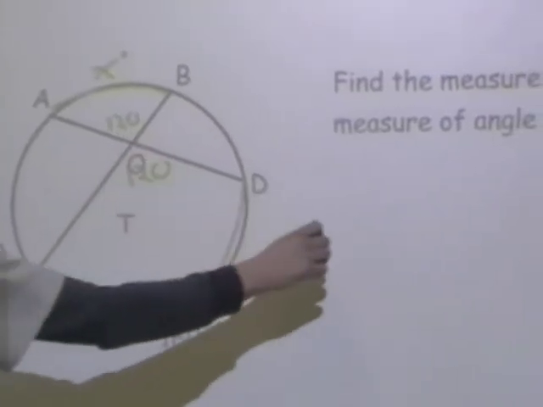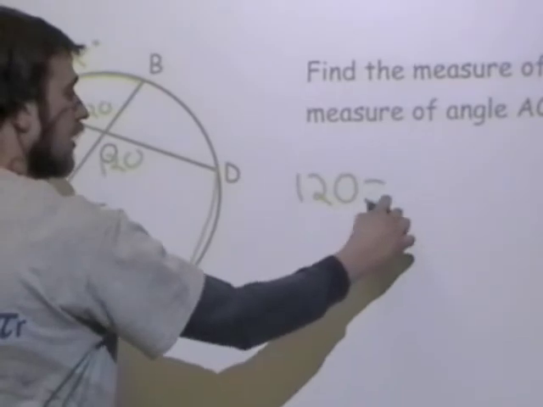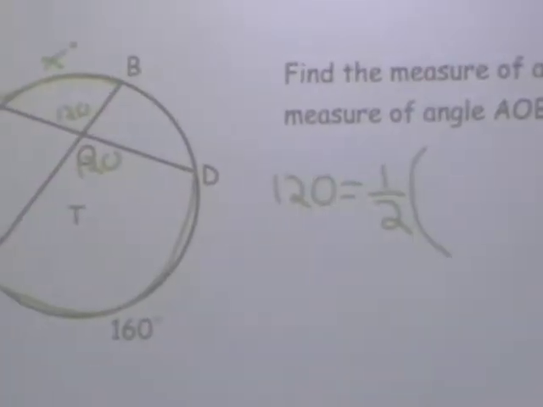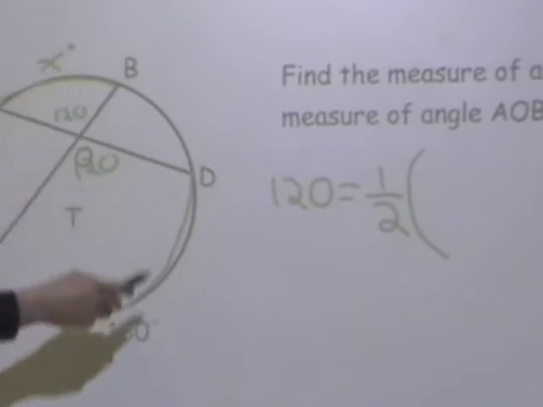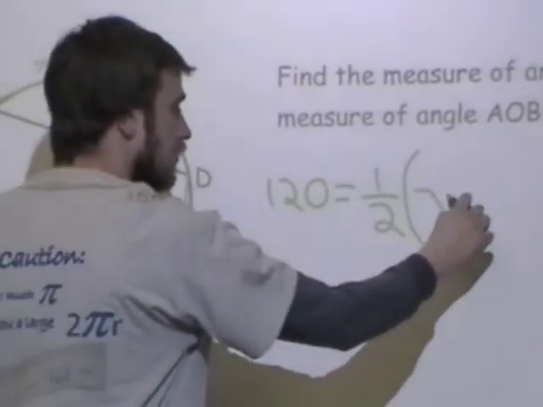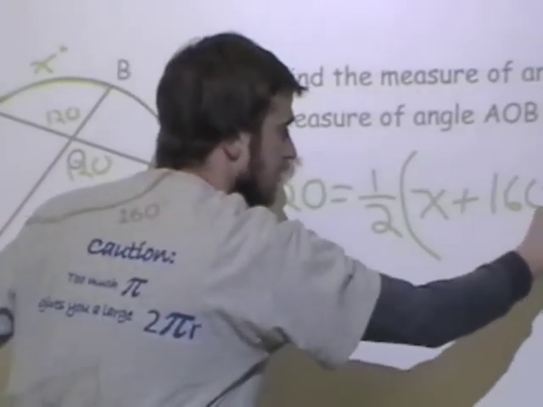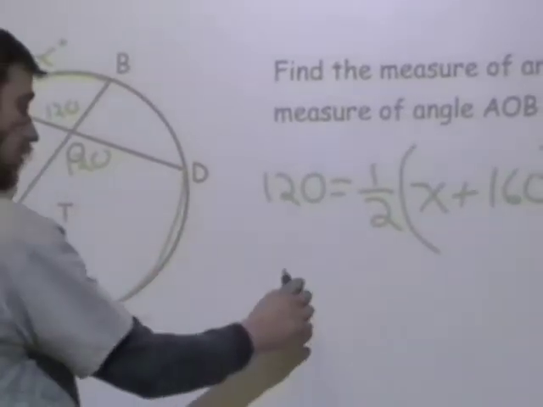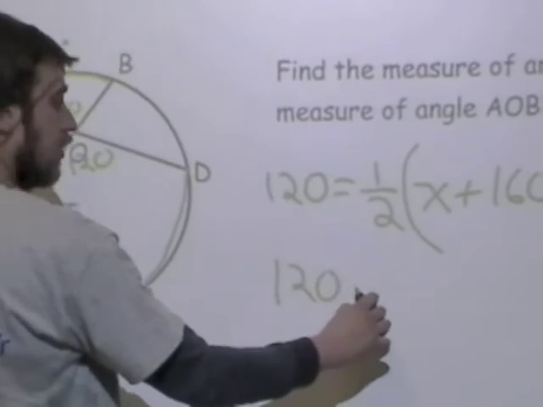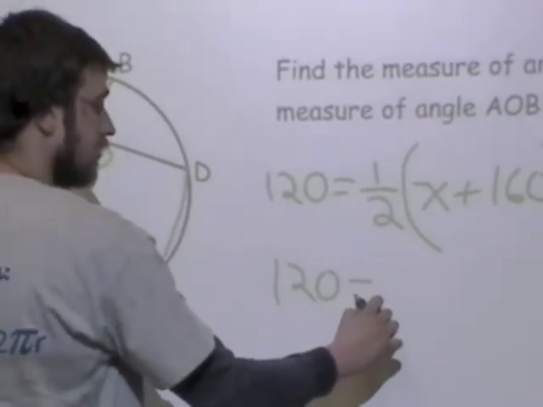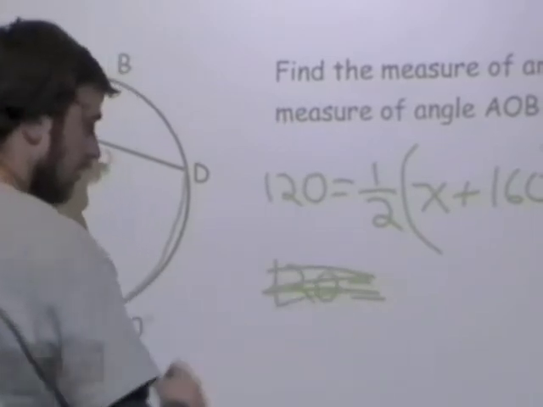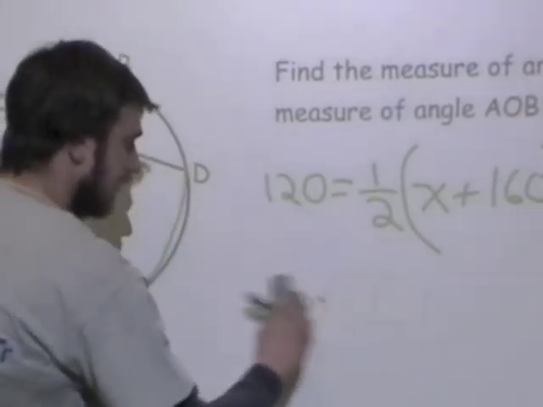The measure of the angle, which is 120 degrees, is equal to 1/2 times the sum of the arcs. So one arc is x, the other one is 160, so it would be x plus 160. Solving this problem, we just will follow the order of operations. 120 is equal to... I guess I could distribute the half actually. Let me solve this slightly different.